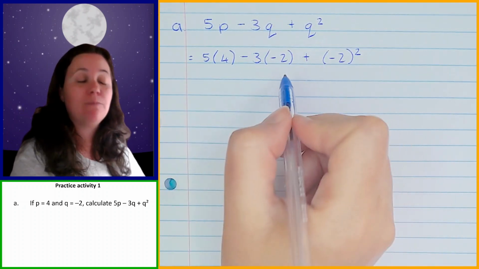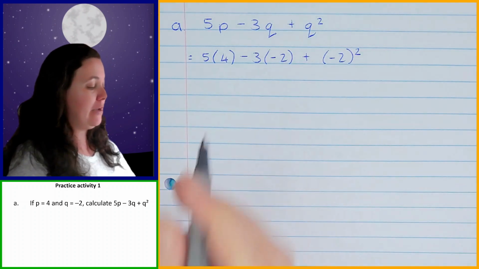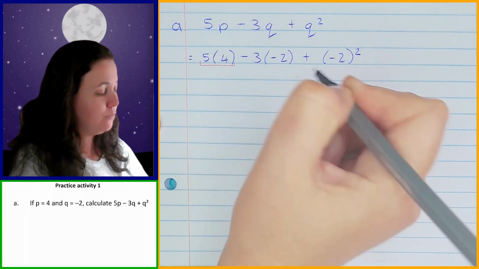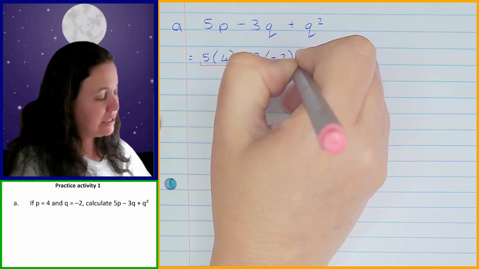Okay, so now I need to go and simplify. So if I look at my terms over here, I've got one term that's 5 times 4. Then I've got another term that's negative 3 times negative 2.